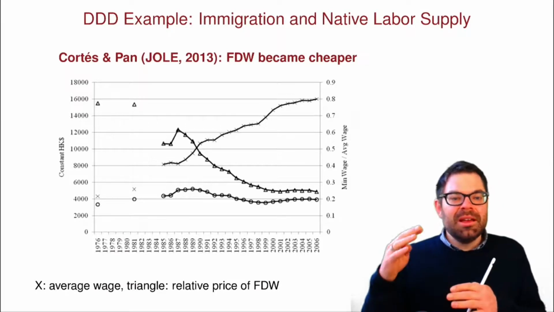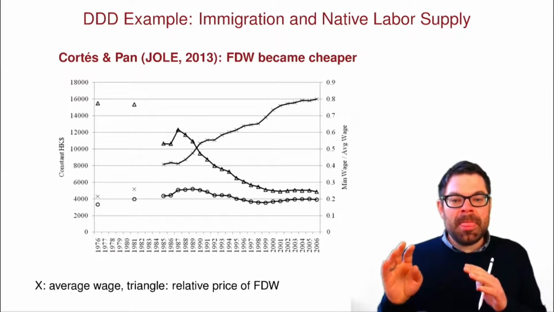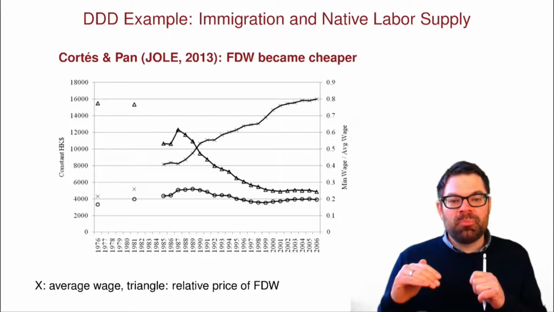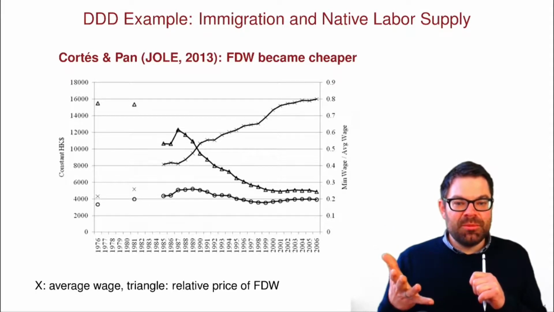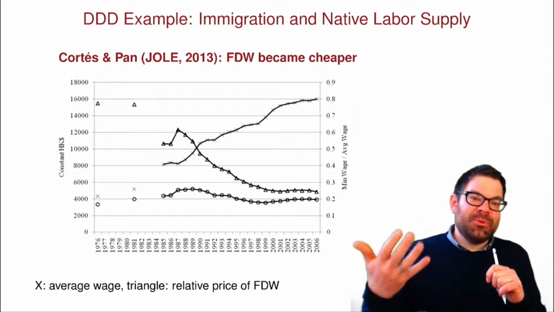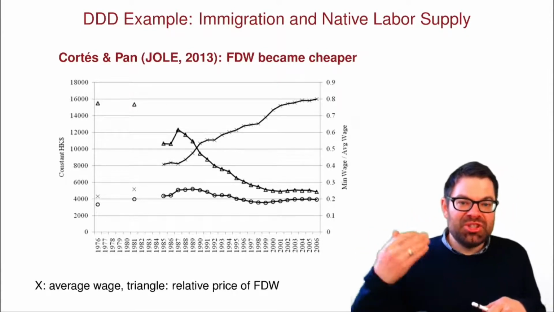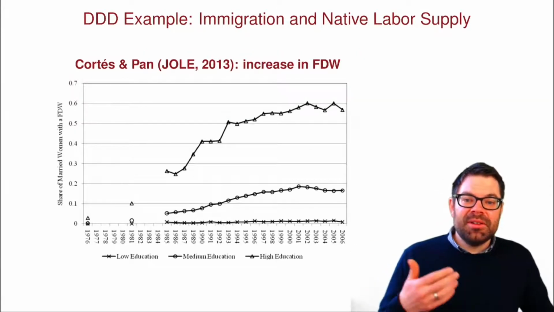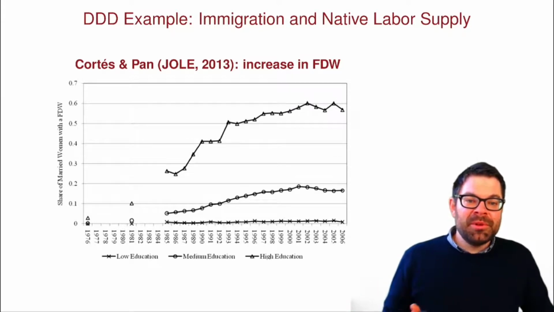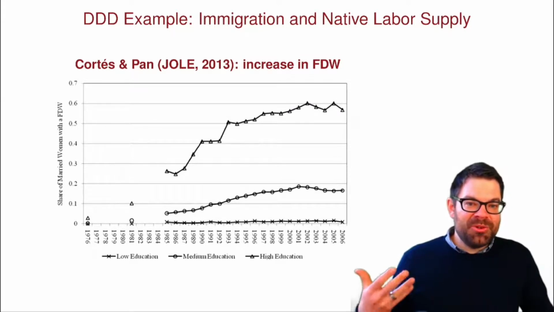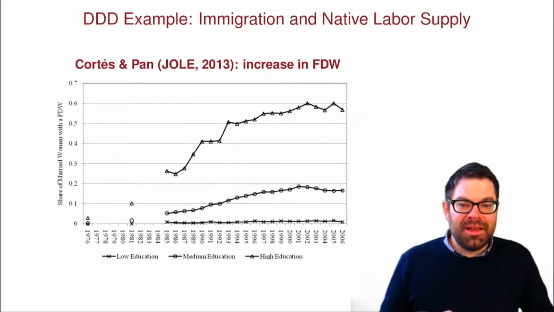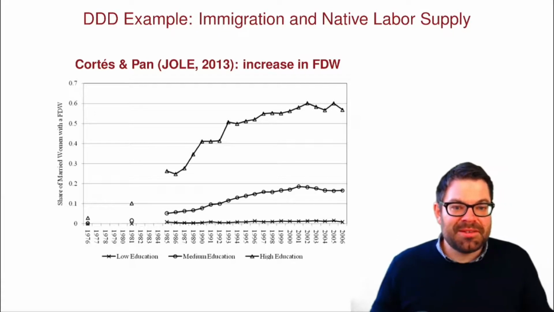Okay, so here they just show some descriptive statistics. You can see here basically that the time series with the triangles is that the wage of foreign domestic workers has become a lot lower relative to other wages, as in it has become a lot cheaper over time to hire a foreign domestic worker in Hong Kong. And you can also see here that especially among women with a higher education, the share of those hiring foreign domestic workers has gone up a lot. So that's the time series here at the top. And even among those with a medium education, it has gone up.